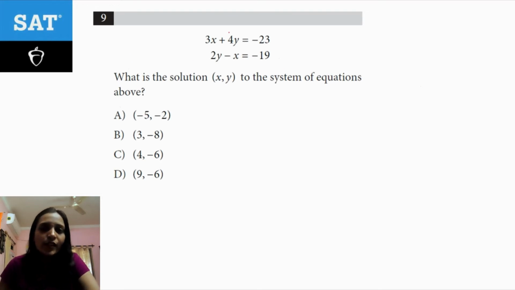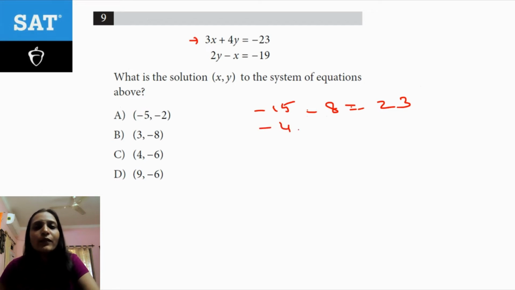The next question is 3x plus 4y is equal to negative 23 and 2y minus x is equal to negative 19. Then the solution. So instead of solving it, I'm just going to substitute the values and see which satisfies the equation. So if I put minus 5 and minus 2 into this, it would be minus 15 plus 4 into minus 2, which is minus 8. So we're getting minus 23. So the first point lies on this equation. Now let's try putting it in the second equation. So this would be minus 4 plus 5, which is coming out to be 1. So this does not lie on the second equation.